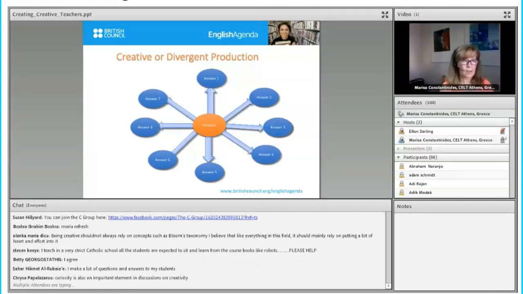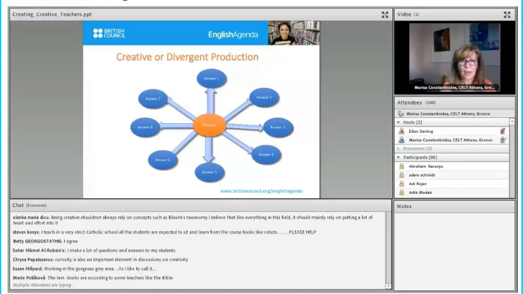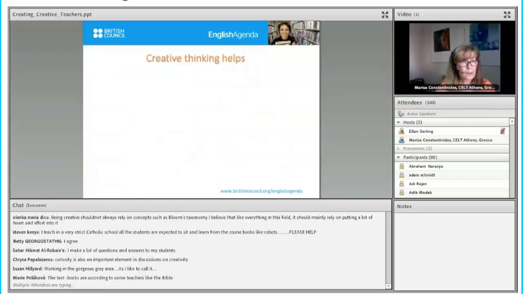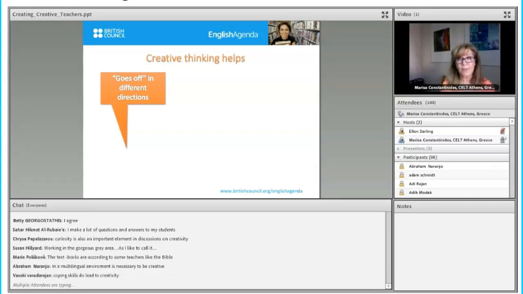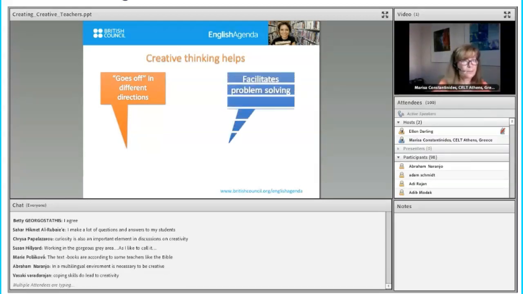This works with the language classroom as well. And those of you who managed to perhaps follow my talk on the 24th of June, which will be transmitted from London, in that talk I will be talking about activities for foreign language learners that derive from this model. So creative thinking, all I'm saying, goes off in different directions, so we can come up with multiple solutions to the same problem.